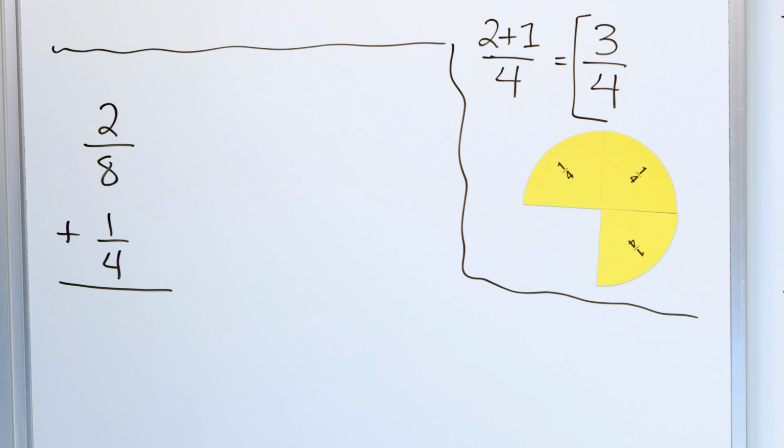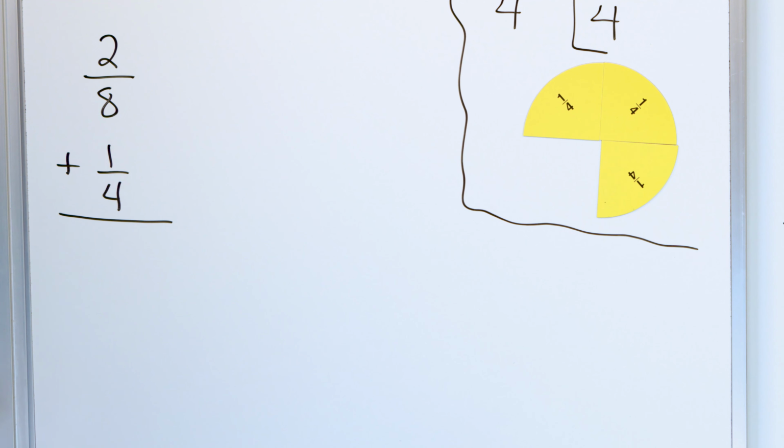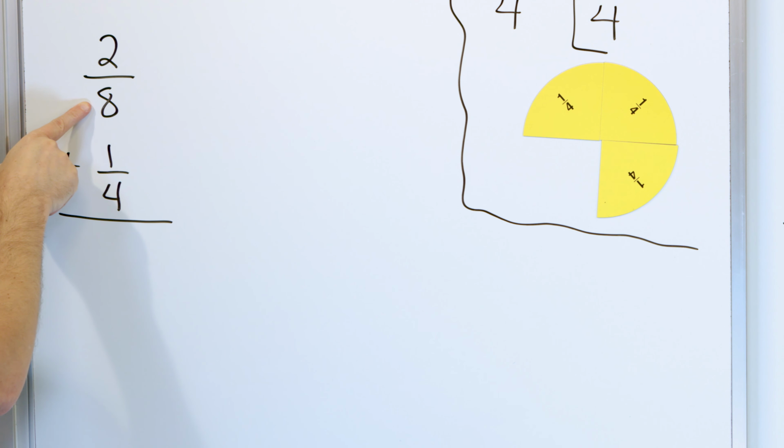All right, so what are we going to do? We have an 8 and we have a 4, right? So we want to add those together. Now, if I take this bottom fraction and just multiply it by 2 on the top and bottom, 2 times 4 is 8, and it will match this one.